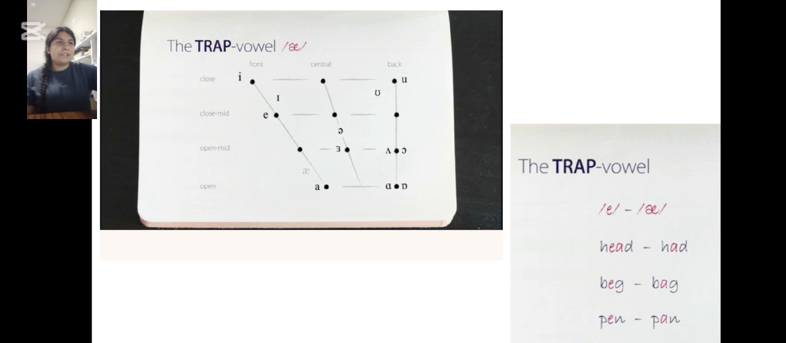And then there is the trap vowel. You can see this trap vowel here. Again, what is the difference? It's really easy actually. When we say head and head, for example, in one head it is only E, but in the other head it is the trap vowel. Bag and bag, pen and pan.